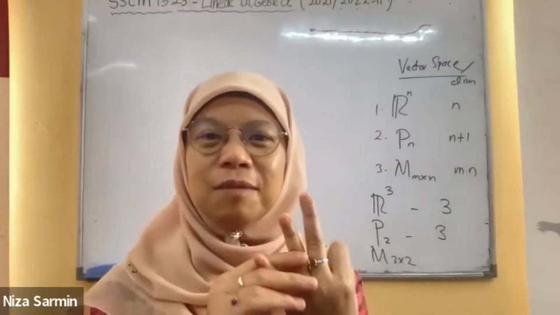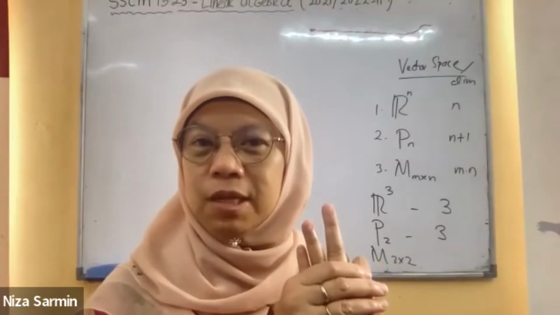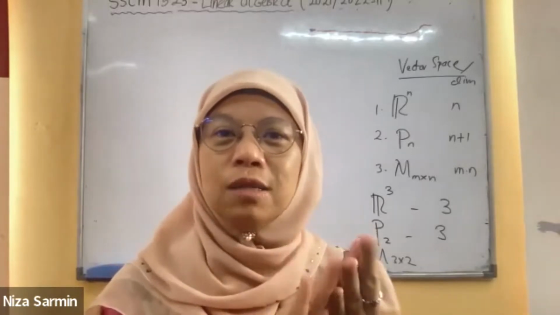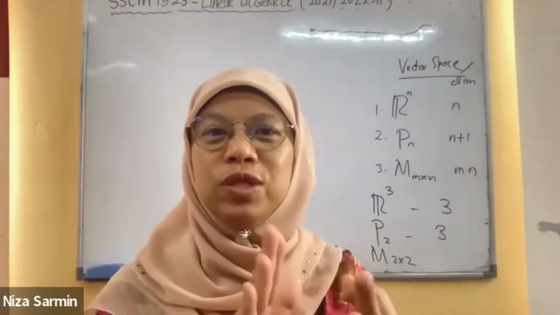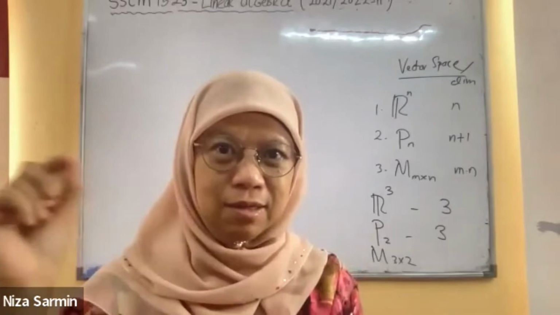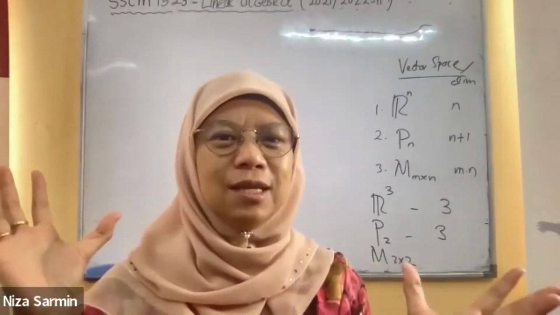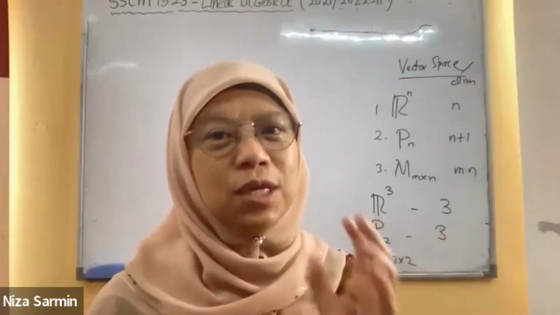Maybe there are multiple combinations, so it becomes not independent. It may be 1, 1, 1, 2, 2, 2, 3, 3, 3. So they are all on the same line and cannot span the whole thing. So that is the basic idea, to know whether yes or no.